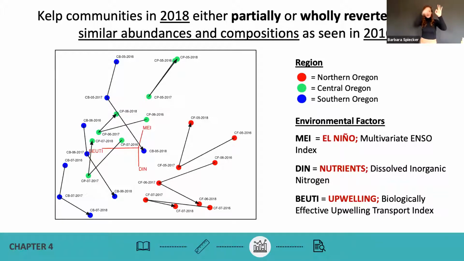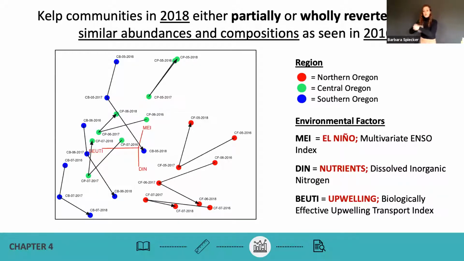You'll notice that each dot has an arrow coming out from it, pointing to where the community changed from year to year and where it ended up. Each dot goes by month, so it's categorized by month. If you look at the figure, you'll see dots that occur more towards the top show that the community changes were more strongly correlated with the MEI, the multivariate ENSO index. Where you see them going down towards the bottom, that's where the community changes are more correlated with dissolved inorganic nitrogen. And where you see dots shifting to the left of the figure, community changes are more correlated with upwelling.